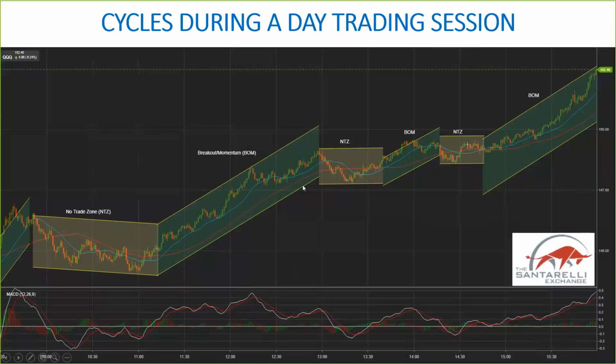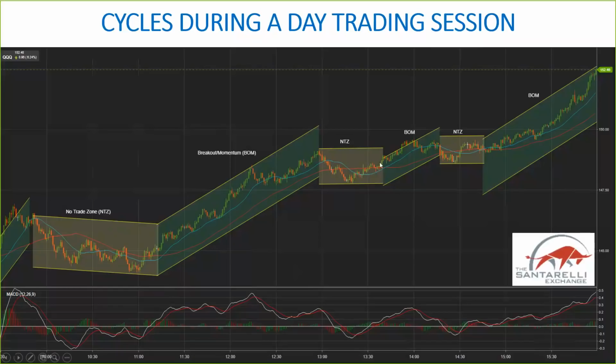This right here, this breakout momentum, BOM cycle. And then it shifted into the no trade zone. We got a small breakout momentum cycle back in the NTZ no trade zone. And then here you had a big breakout momentum at the end of the day you took advantage of. And guys, that's the beauty of this trade plan. These are the cycles and phases that you take advantage of.